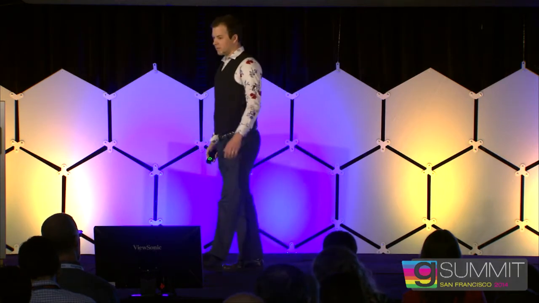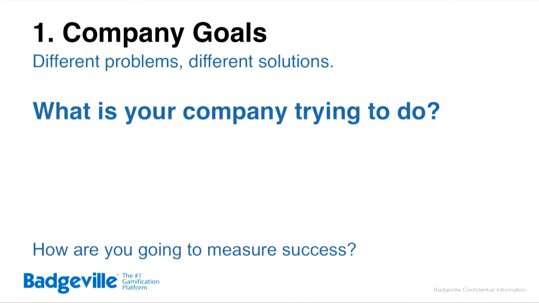So step 1, company goals. Different companies have different problems. There's different solutions. So you really need to ask, what is your company trying to do? And I mean, one way of answering this is, oh, we want to make more money, or we want to save more money. And ultimately, that's what everyone wants. So you do need to be a little more specific.